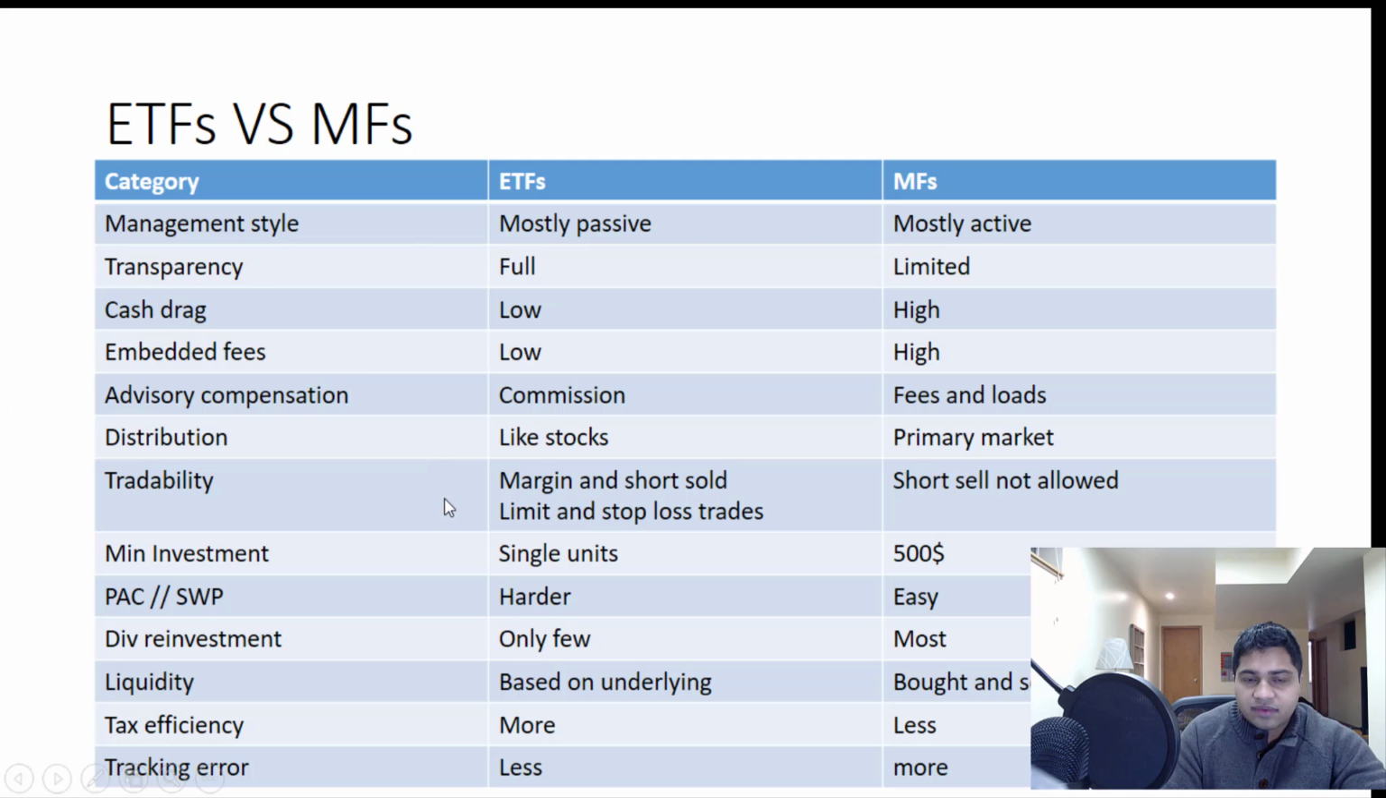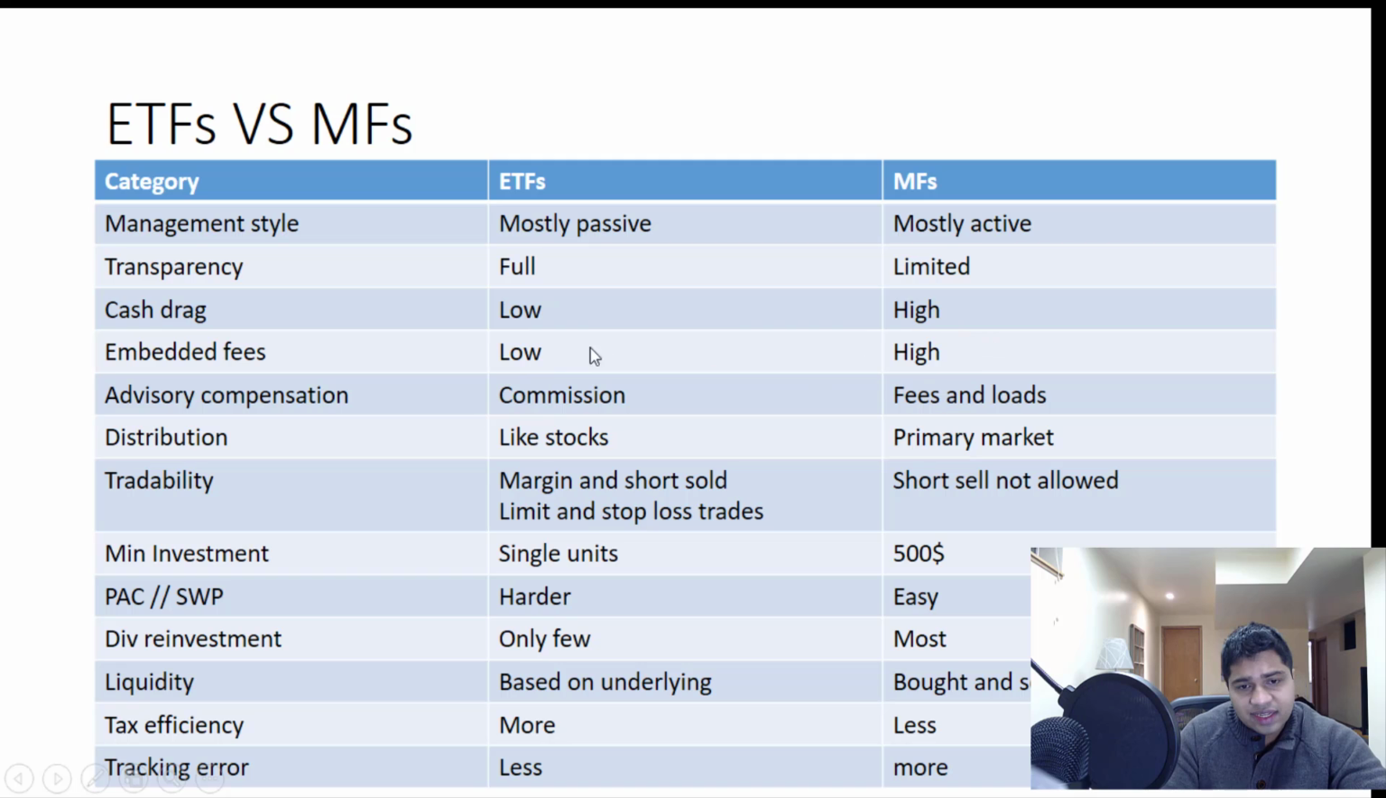Now, comparison between ETFs and mutual funds. Management style of ETFs is mostly passive. Mutual funds, it's mostly active. Transparency is full for ETFs because they disclose their holdings every day. For mutual funds it is limited. They generally disclose quarterly and they only highlight the top 10 holdings. Cash drag is low in ETFs. Cash drag is high in mutual funds because mutual funds have to maintain higher cash for redemption purposes. Embedded fees are low in ETFs.